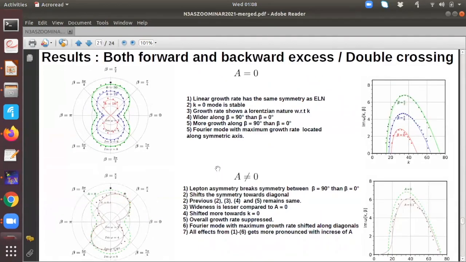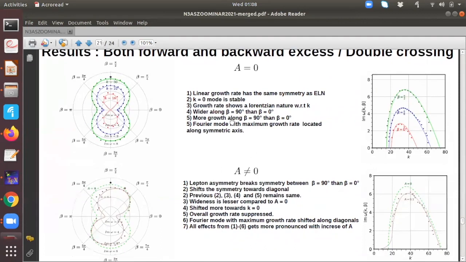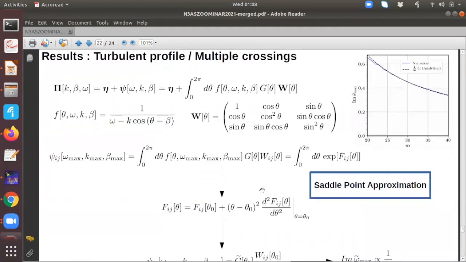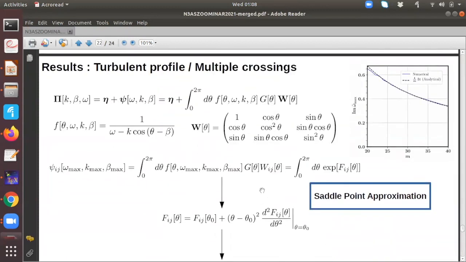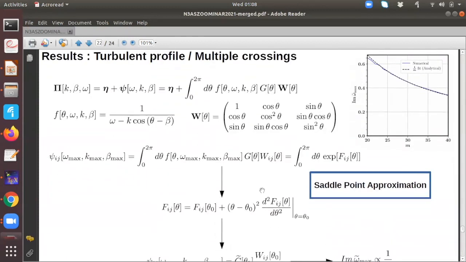For double crossing, or for both forward and backward axis scenarios, most of the results are the same, but only the k equals 0 mode is stable in this case, and the radial distribution has a Lorentzian shape as a function of k. And also, as we increase the lepton asymmetry, the overall growth rate of the linear regime shifts. One important result I will just move to is that of the turbulent, or multiple crossing, scenario.